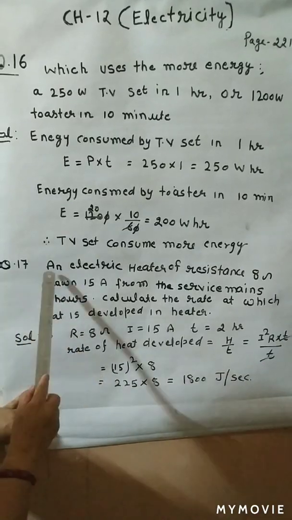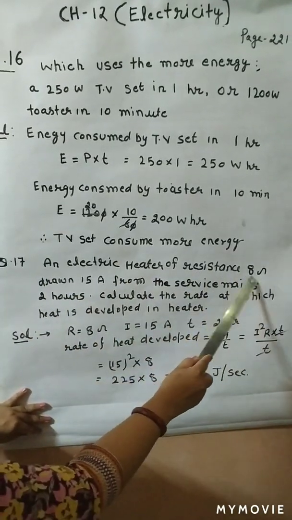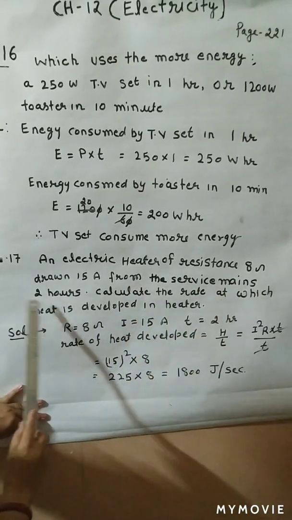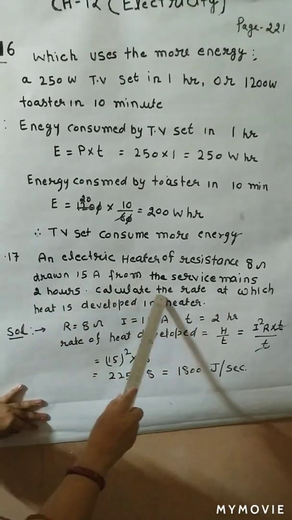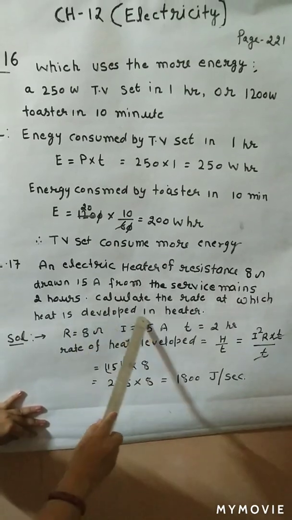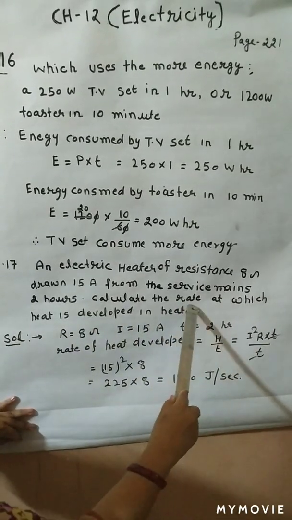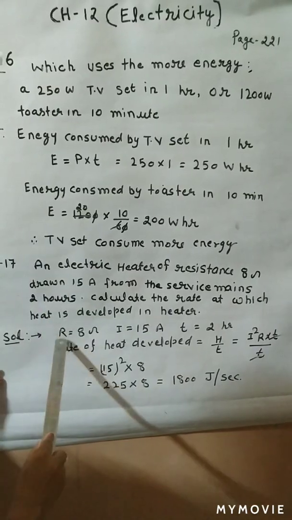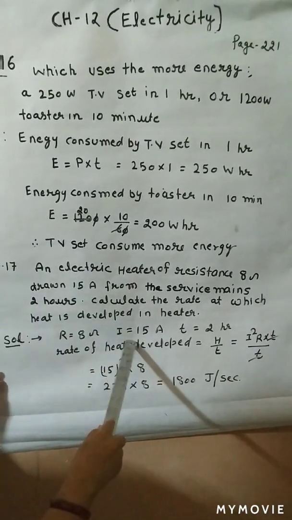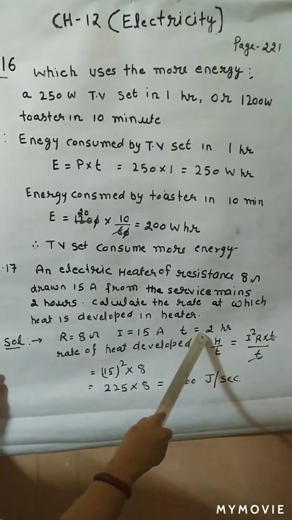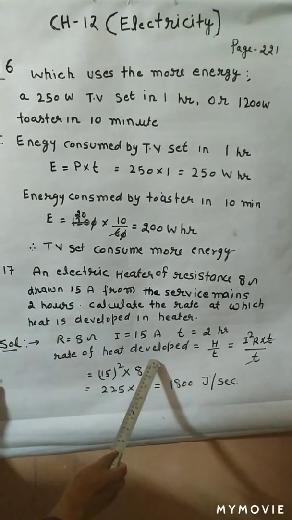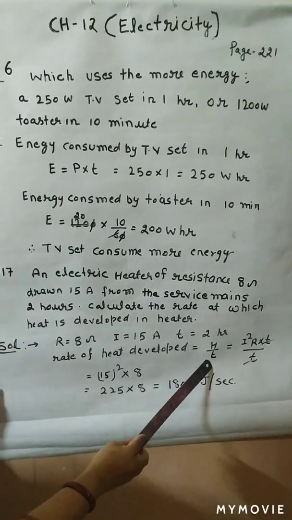Question number 17. An electric heater of resistance 8 ohm draws 15 ampere current from the service mains for 2 hours when it is working. Calculate the rate at which heat is developed in the heater. What we have to calculate? Rate at which heat is developed, means heat energy upon time. What is the resistance? 8 ohm. What is the current? 15 ampere. For how much time is it working? 2 hours. So the rate of heat developed is heat energy upon time.